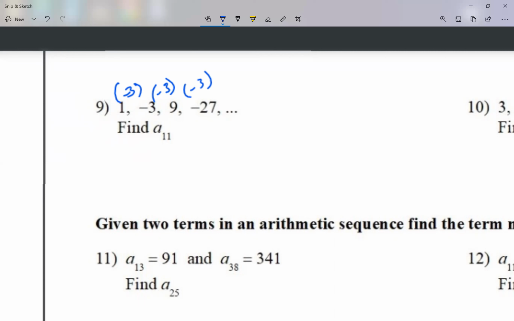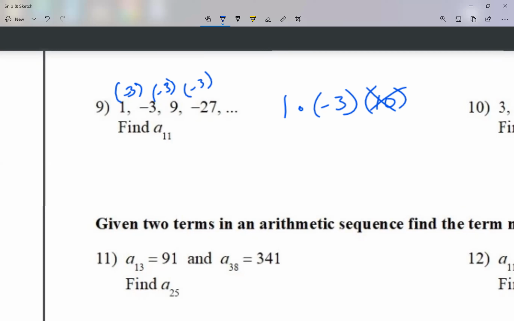Okay, so I'm going to go 1 times -3, 10 times, right? Because remember, I start counting on the second number. So I need to find the 11th number. So I need to multiply this 10 times. Now, I'm not going to go -3 times 10. Let me emphasize, I'm not.